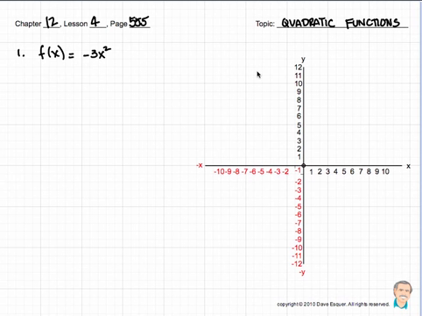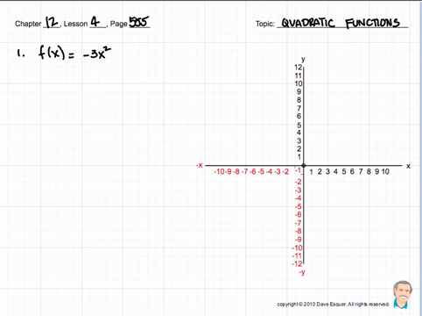Let's start off with number 1. We're going to be talking about parabolas. We have vertexes and axes of symmetry, and we have functions that look like ax squared plus bx plus c. But for number 1, it just says, let's find the function, graph the function, and find the domain and the range.